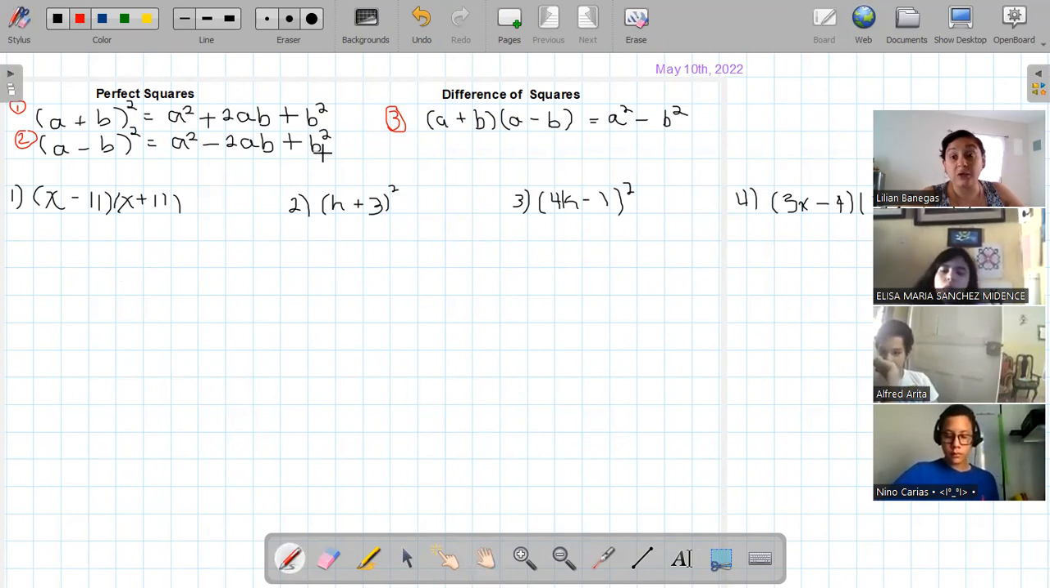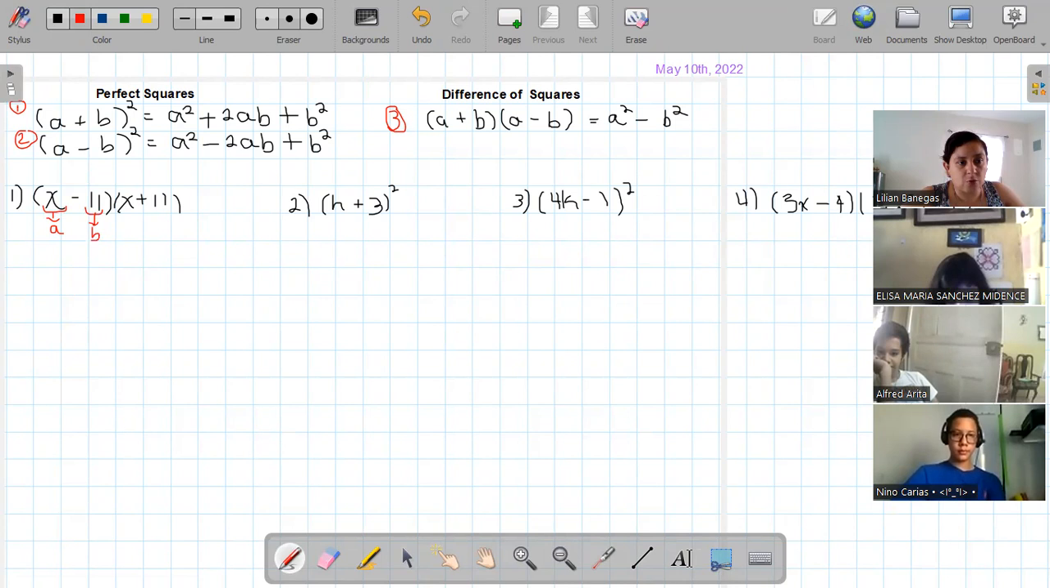So exercise 1, x minus 11 times x plus 11. It's formula number 3, correct, because we have one negative, one positive, and the terms are exactly the same. So let's identify A and B. What is A? X. And it doesn't matter from what parenthesis you determine that, because it's the same thing. How much is B? 11.